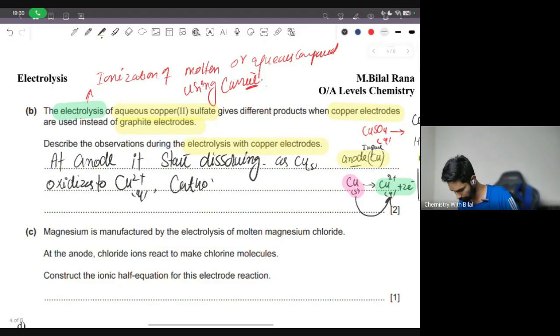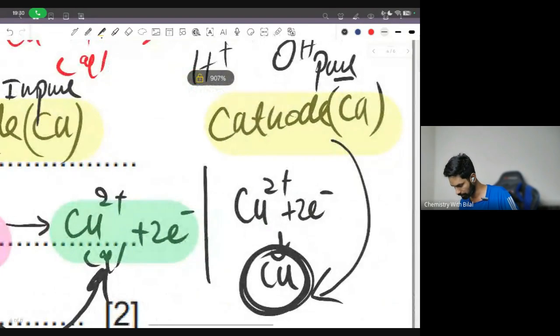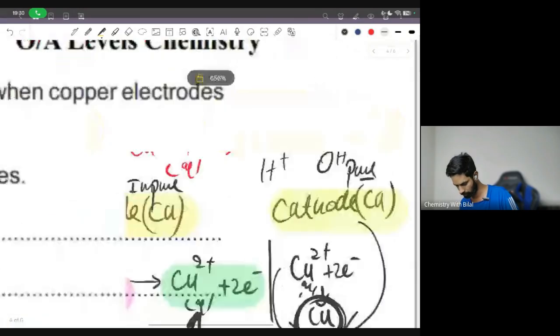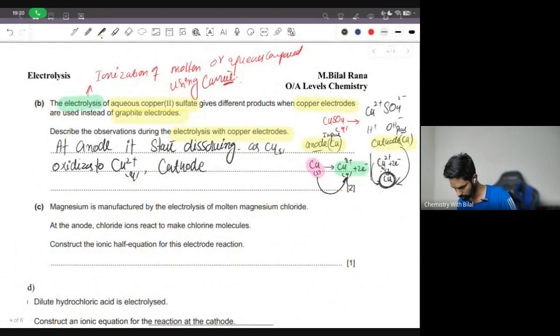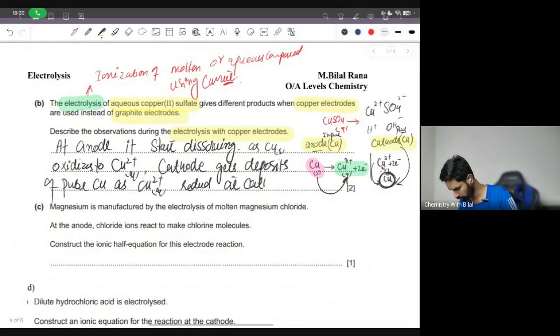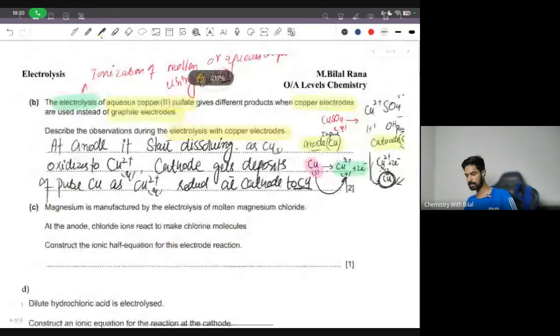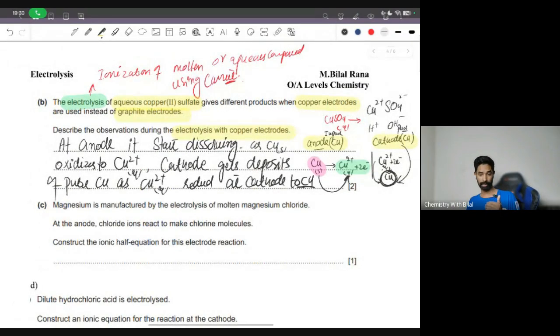Cathode get deposits. Cathode का size तो बढ़ेगा ना, because the copper aqueous ions get deposit at cathode. So cathode get deposits of pure copper as copper 2 aqueous ions reduced at cathode to Cu. Make sense, everyone? This is only true when you are using copper electrode. If you are using copper electrode, this is possible.